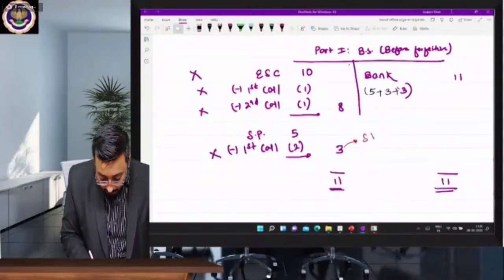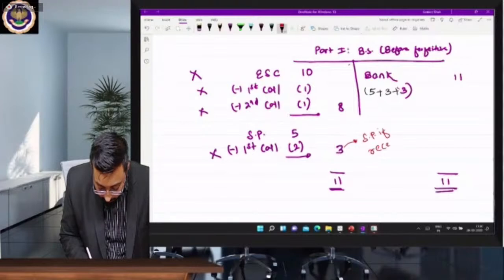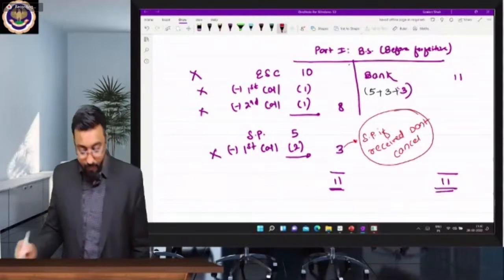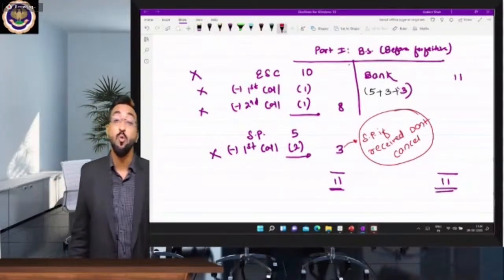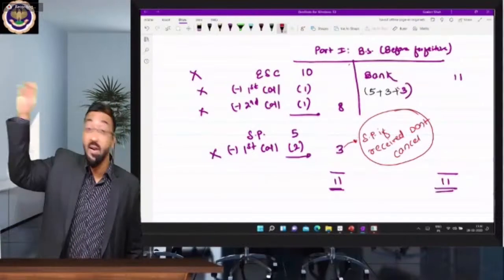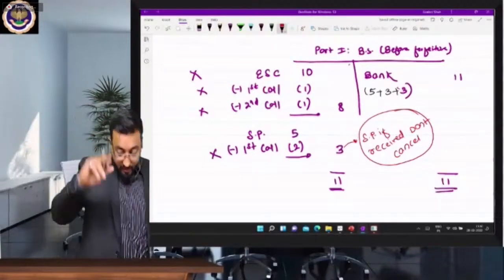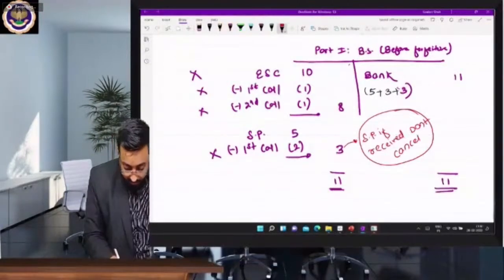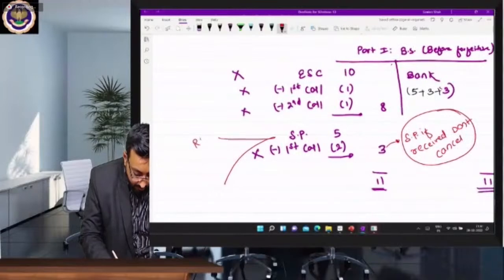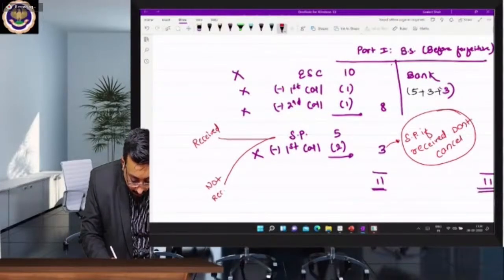Security premium, if received, don't cancel. This is very important. Which security premium are you going to cancel? The one which is not received. So beta, this security premium is divided in two parts. One is received, one is not received.